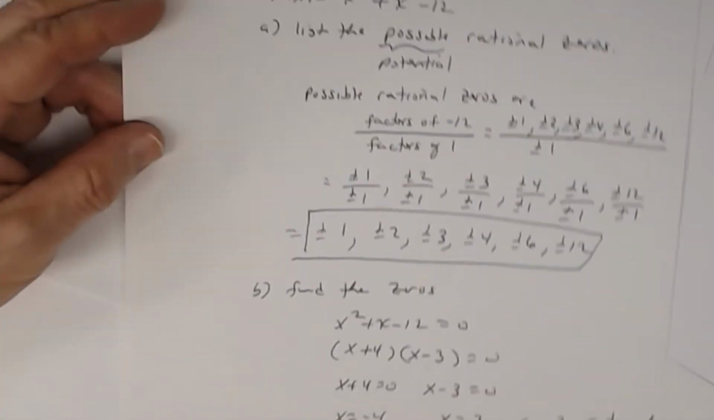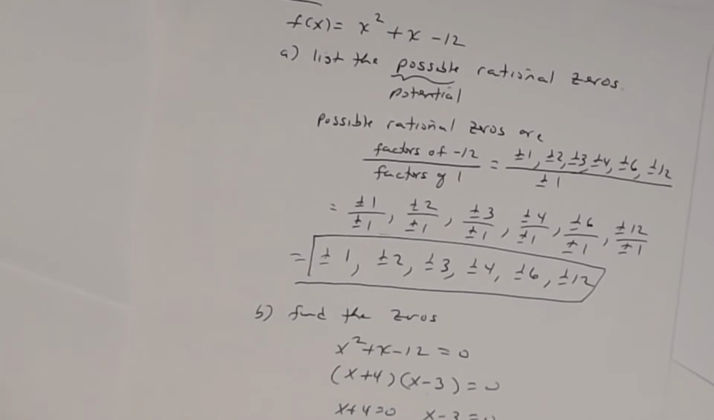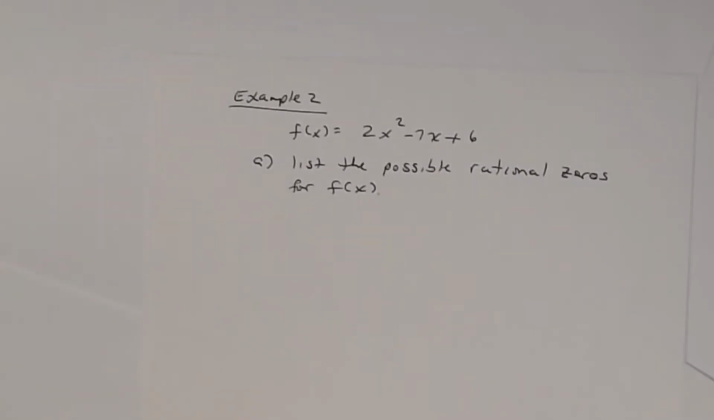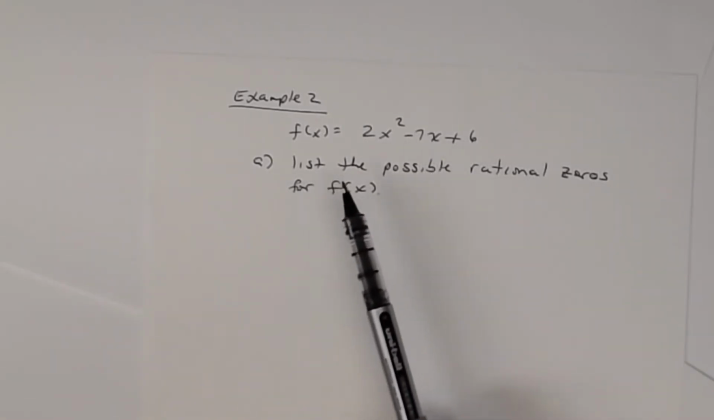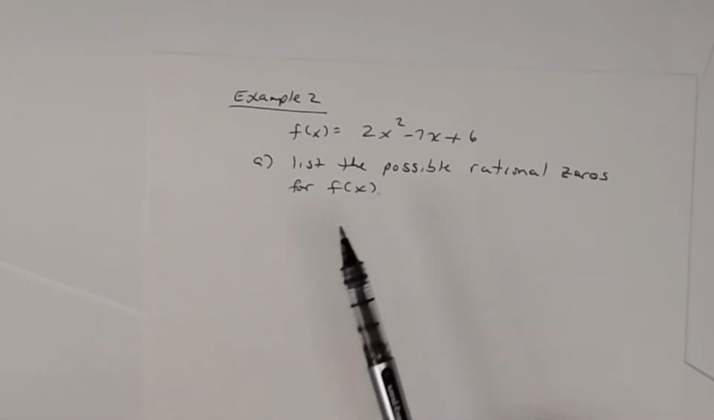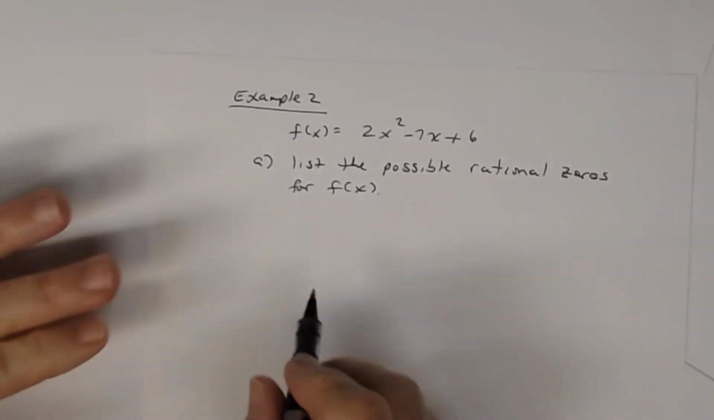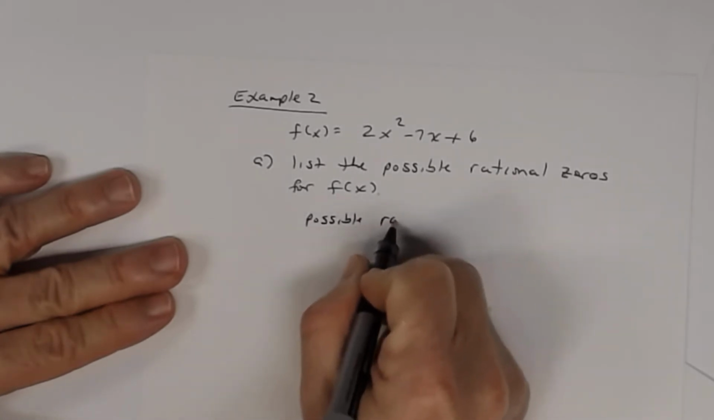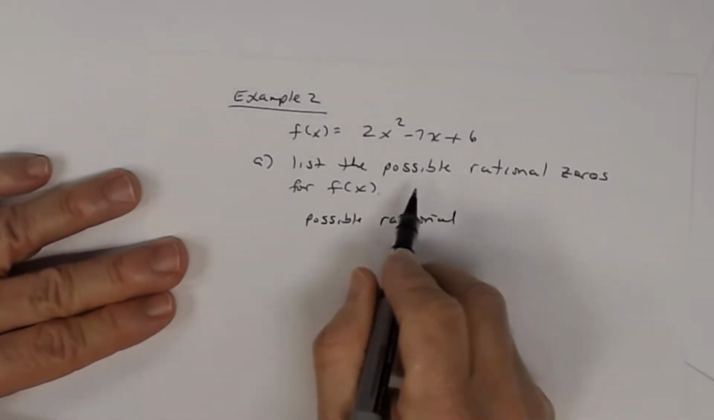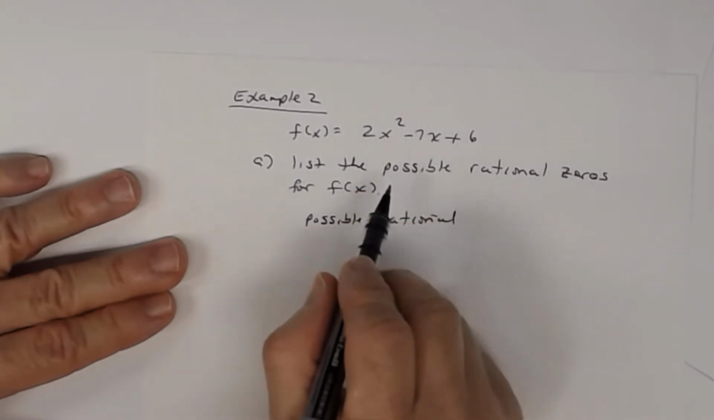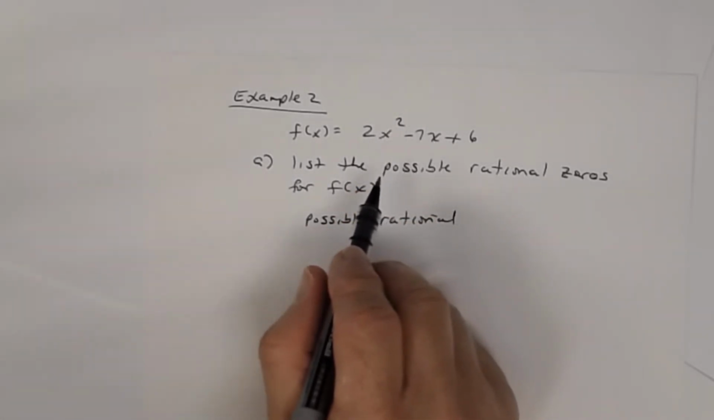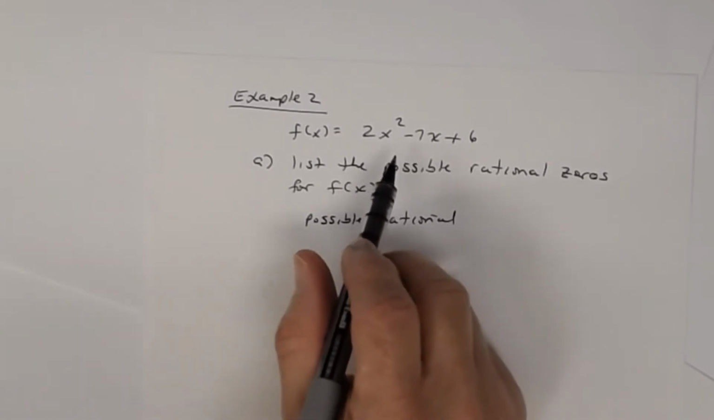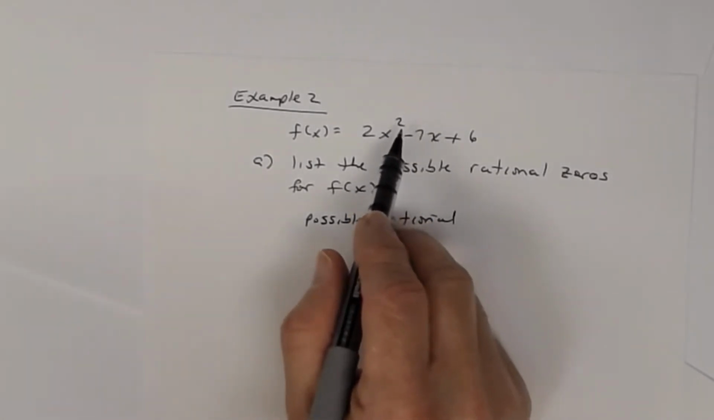All right, let's look at example 2. All right, so example 2 says this. So suppose that f of x is this quadratic function, and you want to list the possible rational zeros for f of x. All right, so remember the possible rational zeros, and as we go on, see the degree is 2, right? So according to a theorem we learned in a previous lesson, you can have at most 2 real zeros.